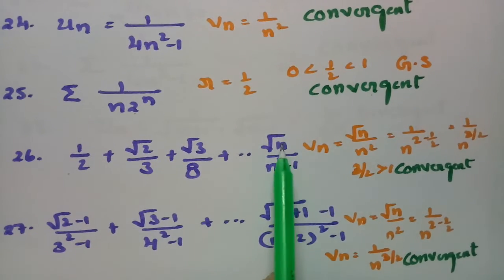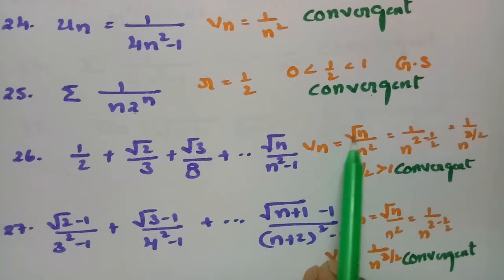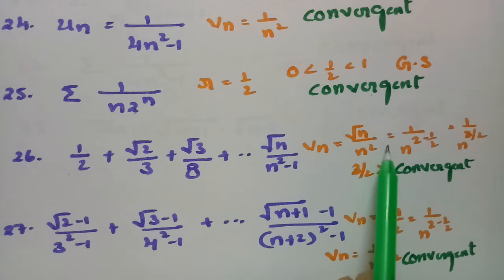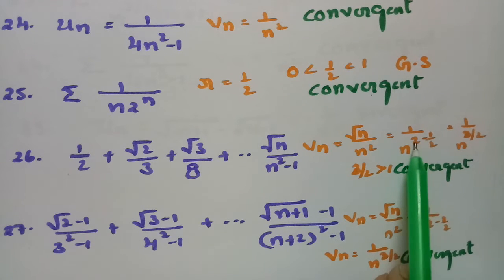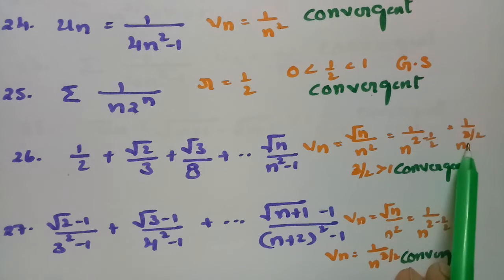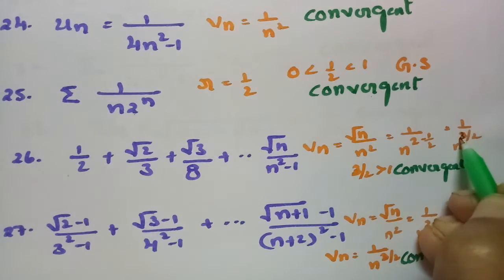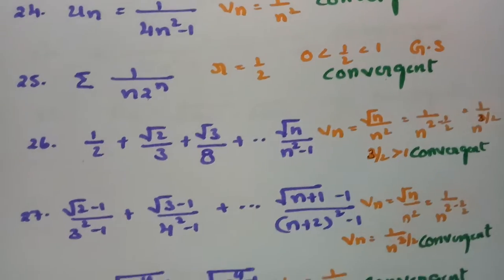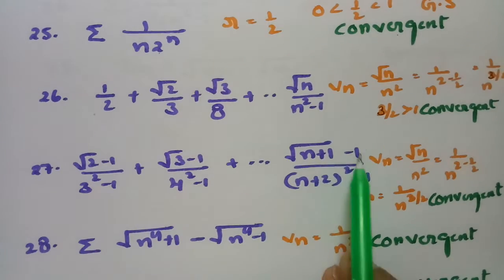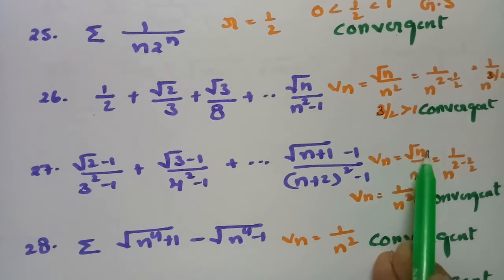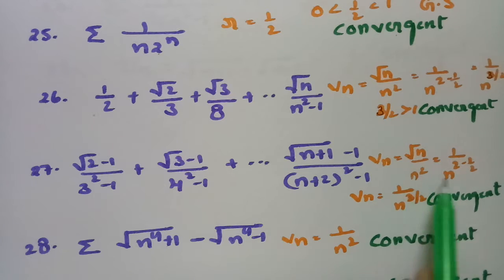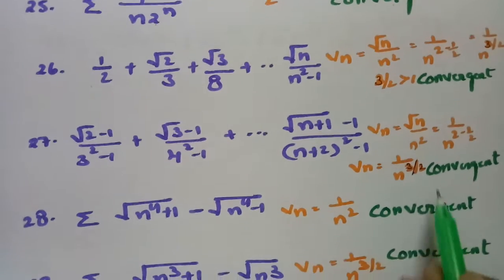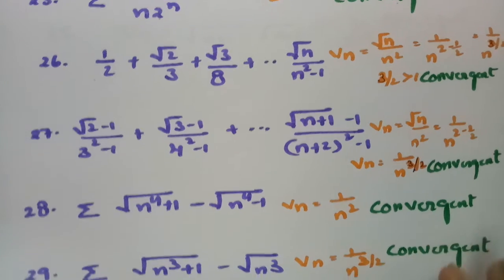So in this case, here in the numerator we have root n, in the denominator we have n square. So bringing half down, so we have n power square minus half, which is nothing but 3 by 2. So 3 by 2 is greater than 1, which is convergent according to the p-test series. Here in this case also, we have root n in the numerator and n square in the denominator. And same as it is, this is also n power 3 by 2. So which is greater than 1, convergent.